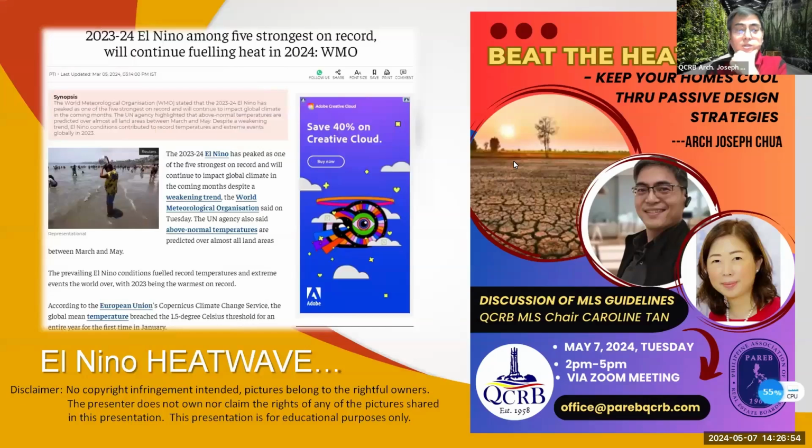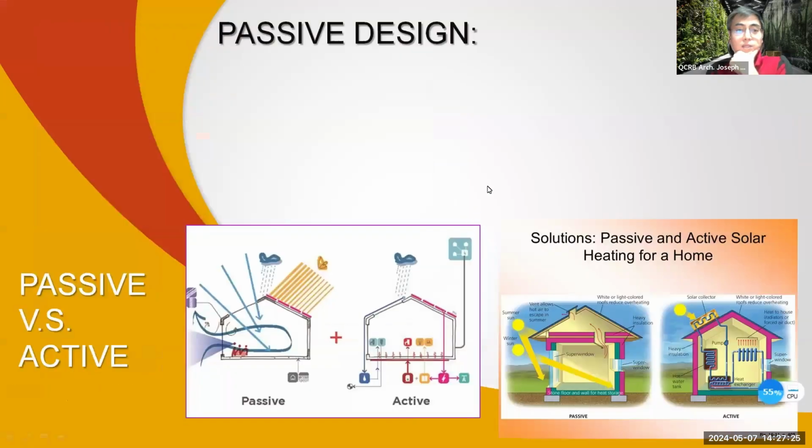So, this is a news article. 2023 to 2024 El Nino is among the 5 strongest on record and will continue fueling heat in 2024. Actually, we already reached the 1.5 degrees Celsius threshold as agreed on the Paris Accord. This is about the total temperature increase that is targeted for the entire Earth. So we already reached it. That's the reason I decided to initiate this talk.